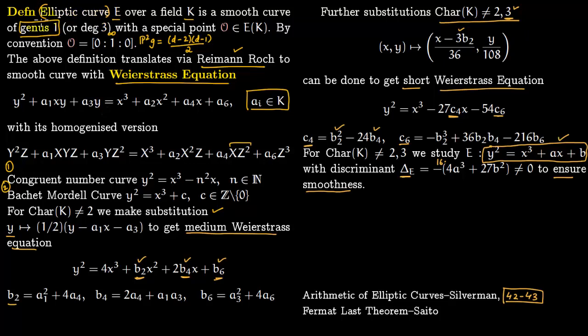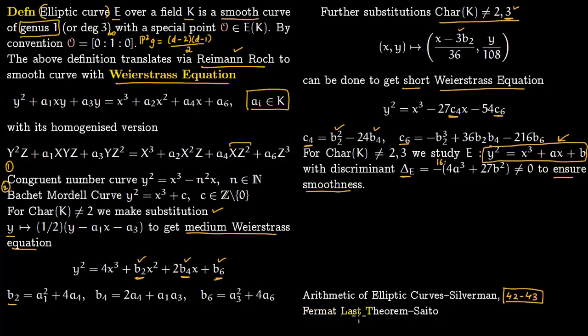So an elliptic curve could come in this simple form: y square is equal to x cube plus ax plus b. If a curve is given to you like this, compute its discriminant. If it is not 0, that ensures it is smooth, and therefore it becomes an elliptic curve. So this is the most commonly used form.